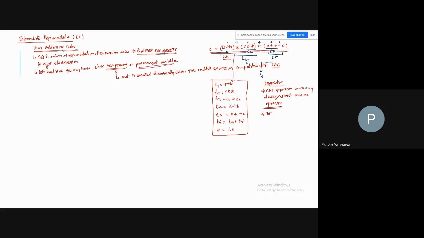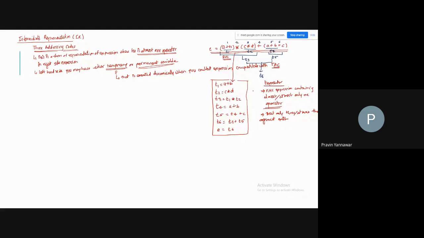The next key pointer is that at max three arguments exist. How many? Only three arguments exist. What does it mean? T1 is one argument, T2 is one argument, T3 is one argument. To the right hand side, there is only one operator with two arguments. On the left hand side, there is one argument, which is either a temporary variable or a permanent variable. So there exist three arguments and one operator. These are the key points.